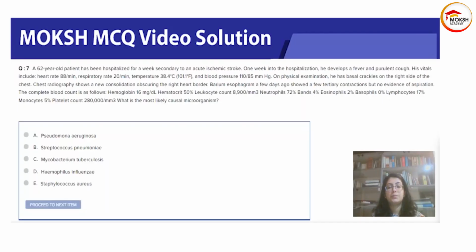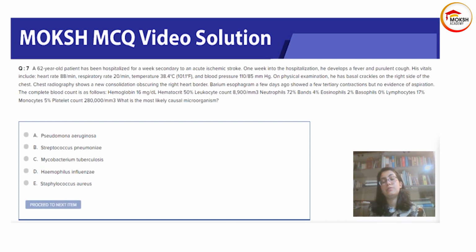A 52-year-old patient hospitalized for a week secondary to acute ischemic stroke. One week into hospitalization, he develops fever and purulent cough. Vitals are kind of normal with presence of fever. On physical exam, he has bilateral crackles on the right side of the chest. Chest X-ray shows new consolidation obscuring the right heart border.